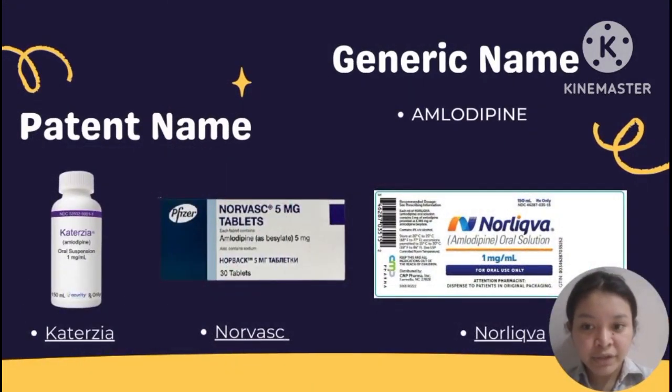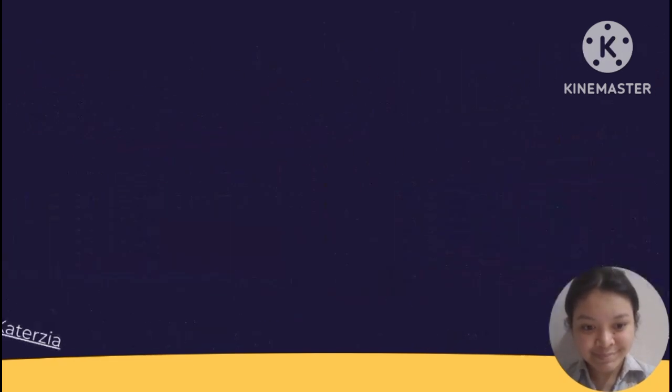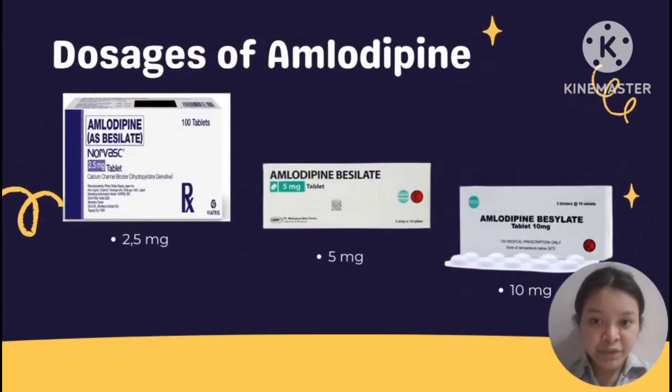And there are generic name and patent name. The generic name is amlodipine, and the patent names of amlodipine are Catersia, Norfax, and Norliqua. There are three dosages of amlodipine. The first one is 2.5 milligrams. The second one is 5 milligrams, and the third is 10 milligrams.